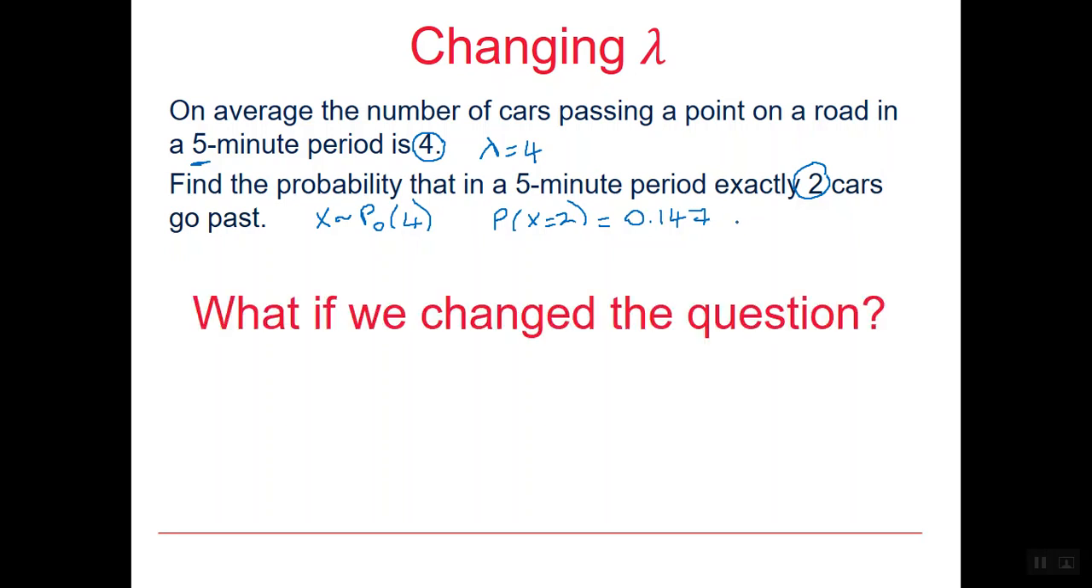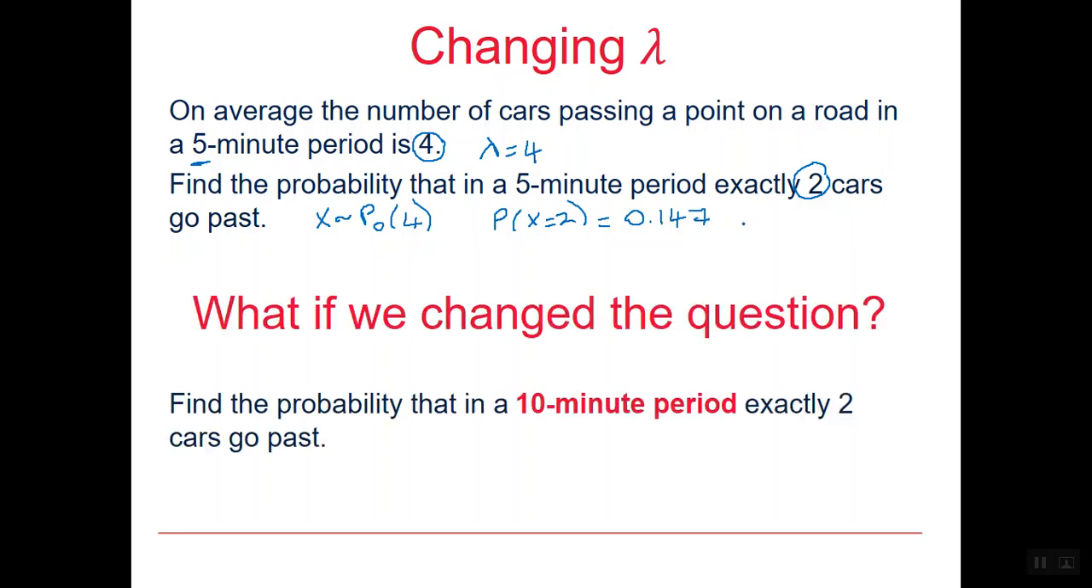Now, what if we change the question? So in this case, we're looking at the probability that in a 10-minute period, exactly 2 cars go past. Now, it is quite tempting to think, okay, well, the time has doubled here. Maybe we can manipulate the probability in some way. But we're not able to do that. What we must do is think about changing the parameter.